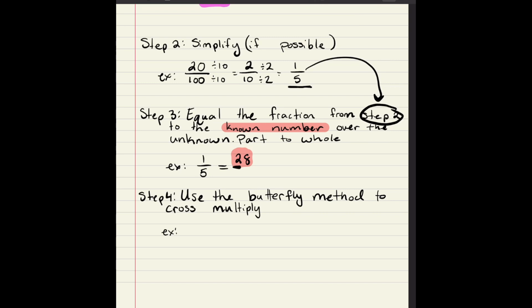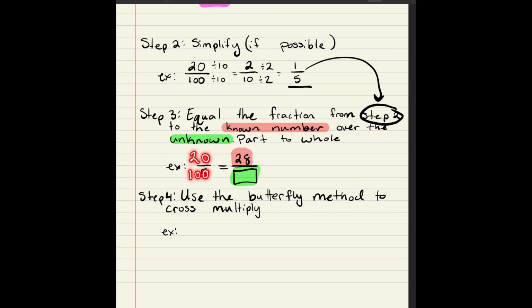Over the unknown number. So we have our known number, which is 28, and our unknown number, which is on the bottom, because this is our part and our unknown is our whole. Just like 20 was our part over 100 was our whole. So see how they've lined up?